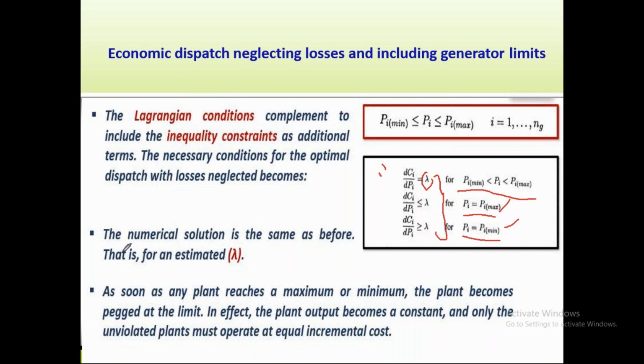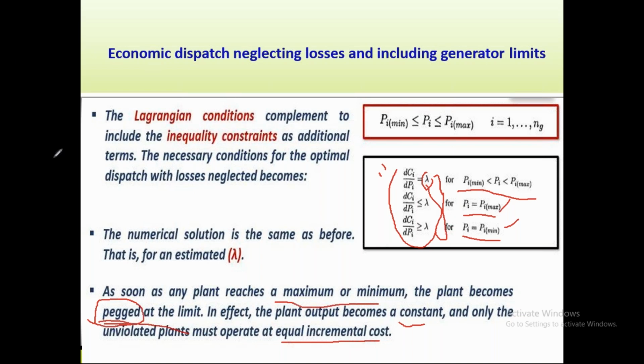Why? Because as soon as any plant reaches a maximum or minimum value, the plant becomes pegged at the limit. Pegged means it is not working properly. The plant output becomes a constant, and only the unviolated plants must operate at equal incremental cost. When a plant is violating its limit, we consider it at a constant value. Then only can we schedule the remaining plants at equal incremental cost. That is the way we have to consider generating limits here.